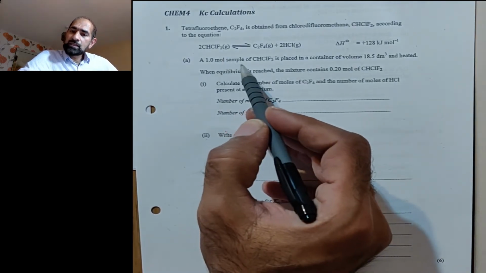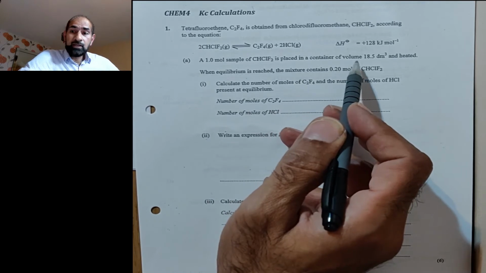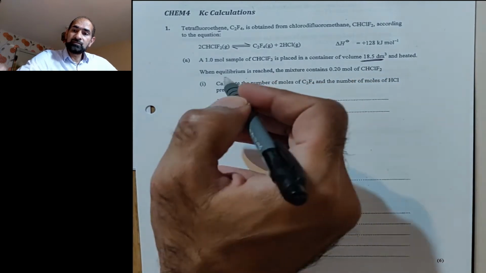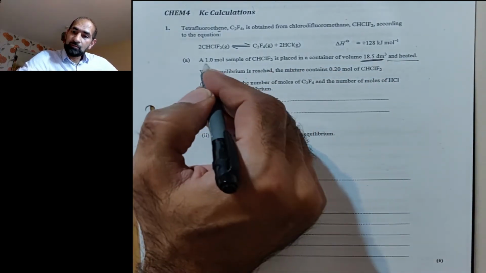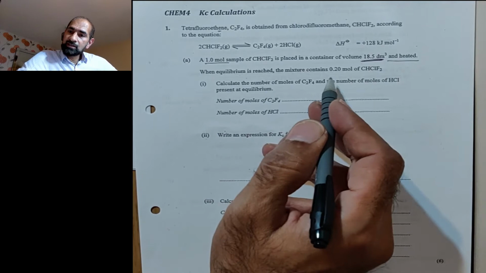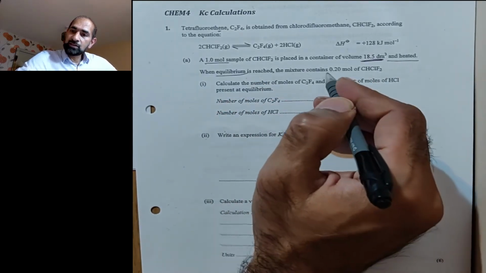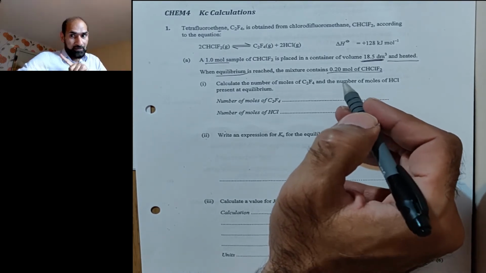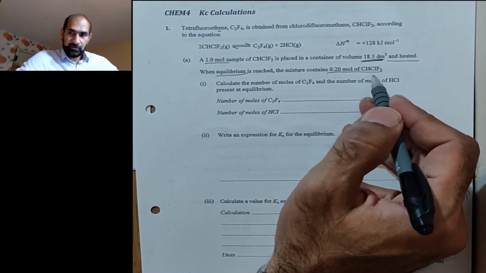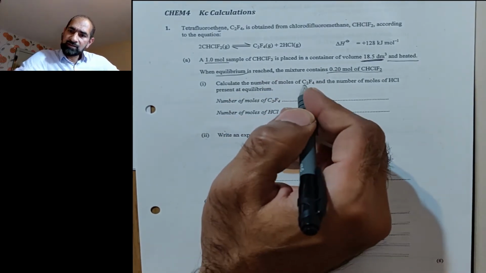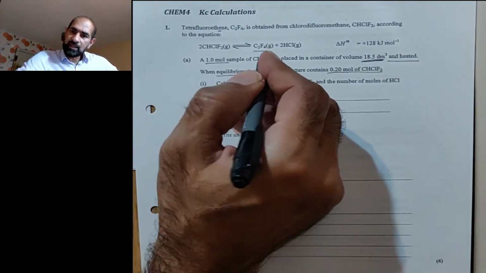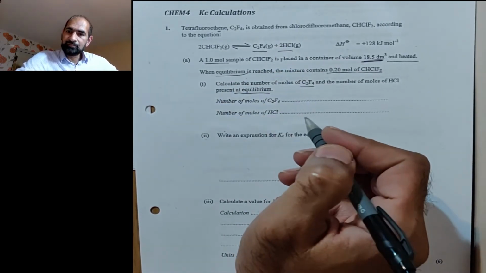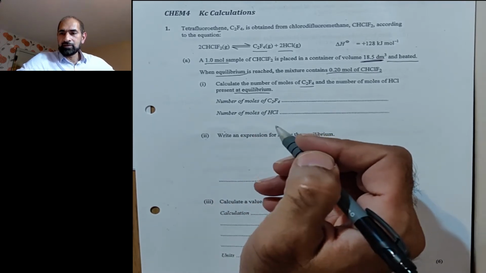Right, a 1 mole sample of CHClF2 is placed in a container of volume 18.5 decimetres cubed, and heated. When equilibrium is reached, the mixture contains 0.2 moles of CHClF2. Don't make the mistake of saying molar, that's concentration, this is moles. Calculate the number of moles of C2F4 and the number of moles of HCl present at equilibrium. So they're giving you a space for each of them.